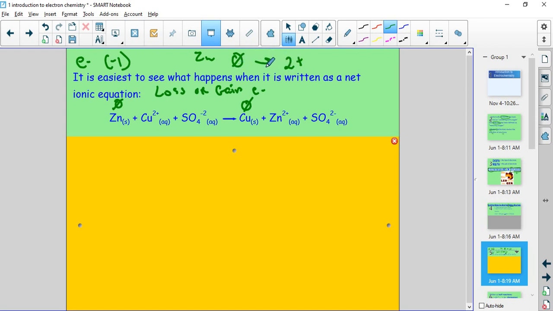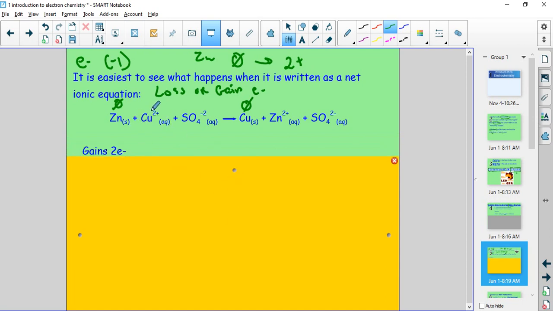Electrons would have left zinc. So if zinc is becoming more positive by losing electrons, we know that Leo the lion says grr, and losing electrons means oxidation. So zinc would have oxidized. It would have gone from a 0 to a positive 2 charge. I'll reveal this more in just a bit.